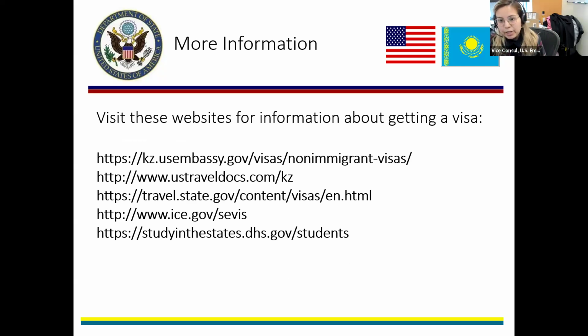This is some information where you can get the websites where you can get any further information about your studies in the US. Of course, this includes our embassy websites, but also information from the Department of Homeland Security, which is our other main agency partner for immigration purposes.